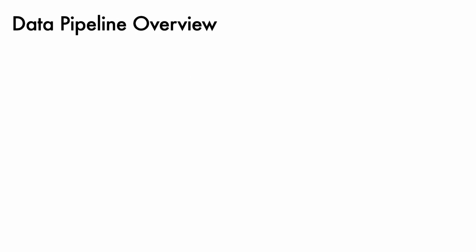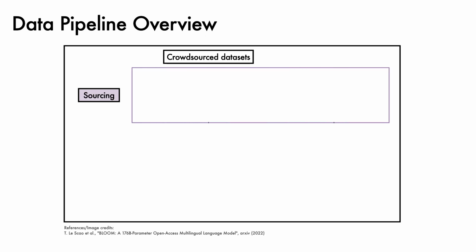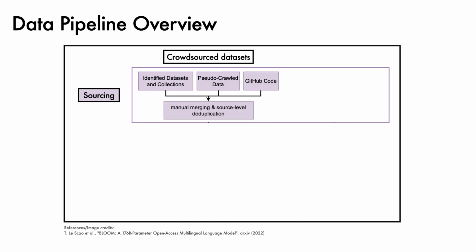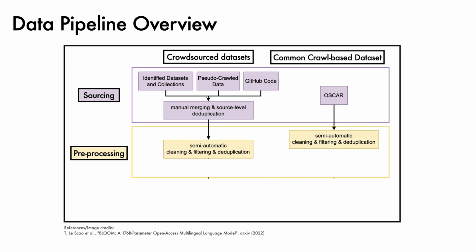The dataset pipeline involves multiple stages. For crowdsourced datasets, the sourcing process first gathered from identified datasets and collections, pseudo-crawled data, and GitHub code. This data fed into a manual merging and source deduplication effort. The Common Crawl-based dataset started from the OSCAR February 2021 snapshot. Both were then pre-processed by a semi-automatic cleaning, filtering, and deduplication stage.